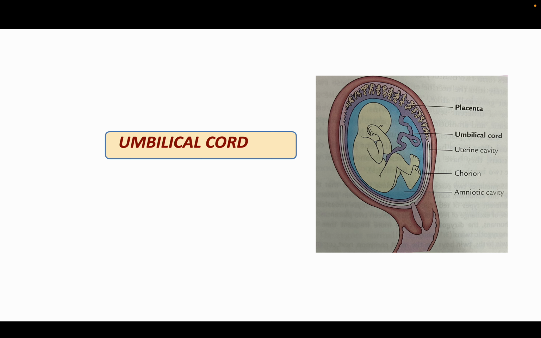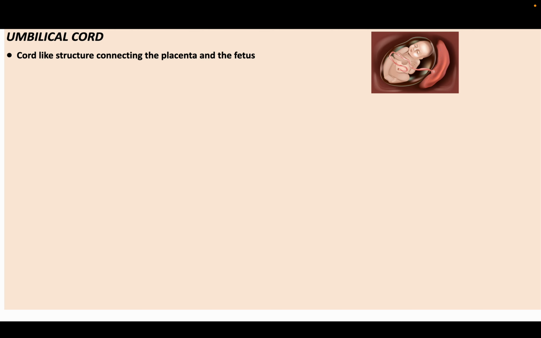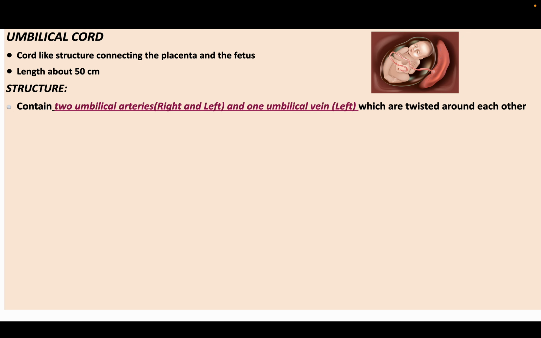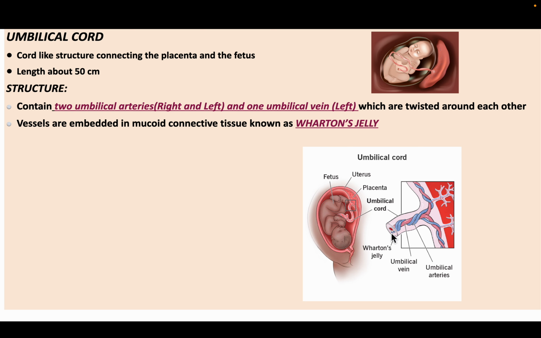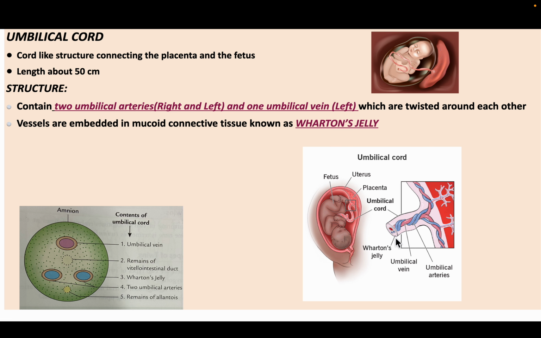Now coming to the umbilical cord. The umbilical cord is a cord-like structure connecting the placenta and the fetus. Length is about 50 centimeters. Structure: it contains two umbilical arteries, right and left, and one umbilical vein, that is the left one, which are twisted around each other. The vessels are embedded in a mucoid connective tissue called Wharton's jelly.